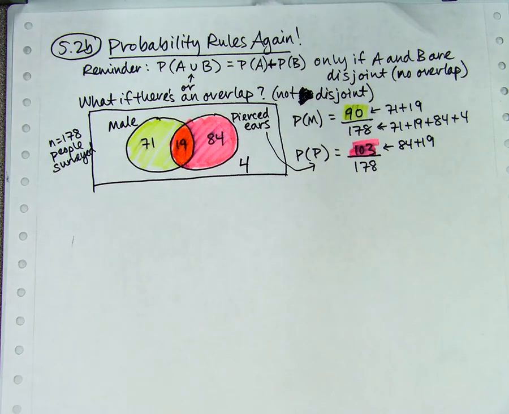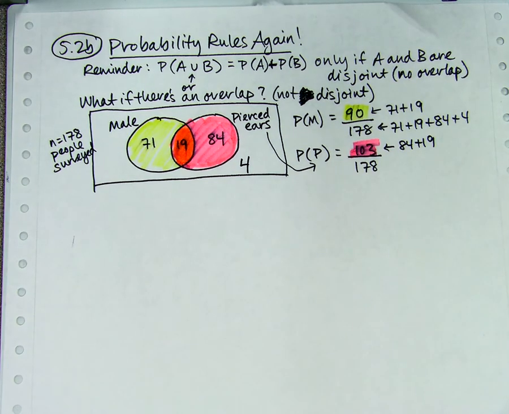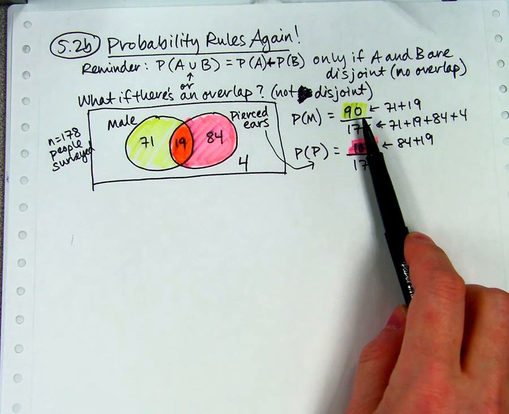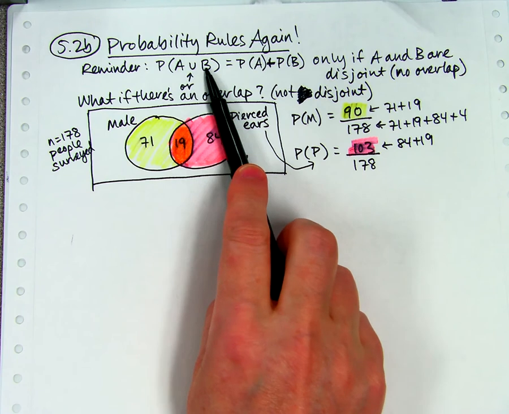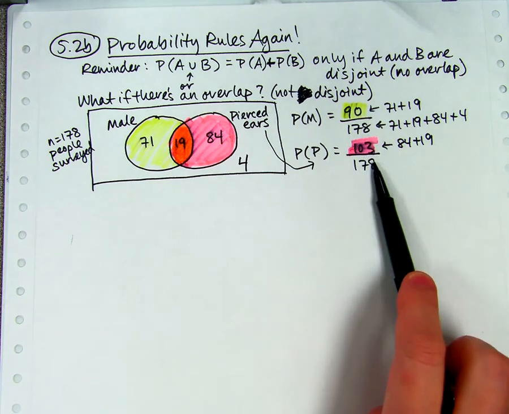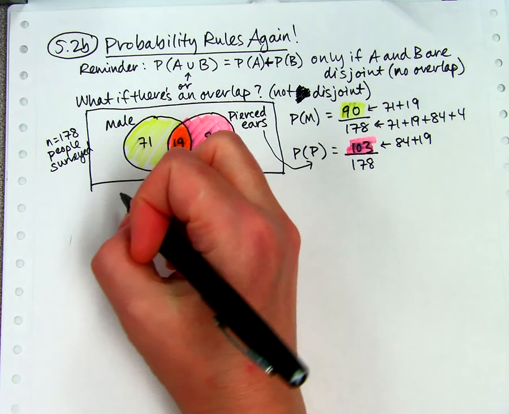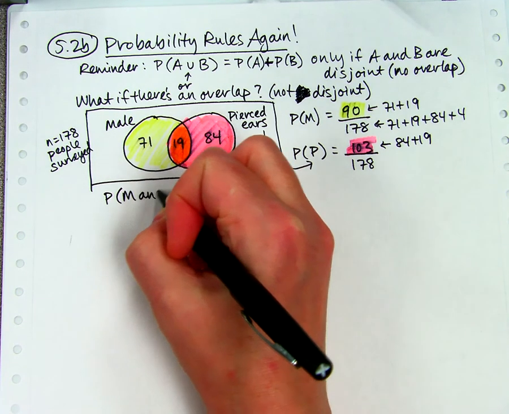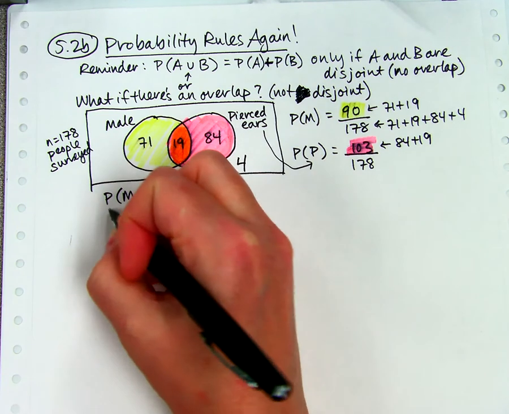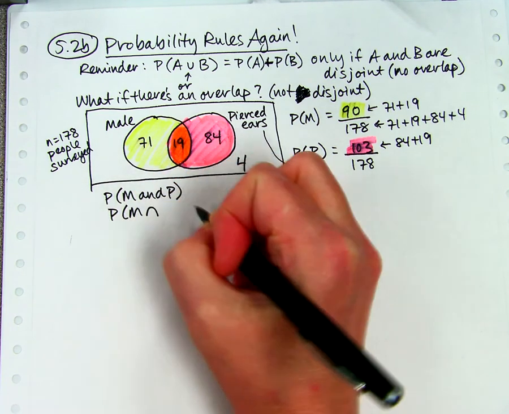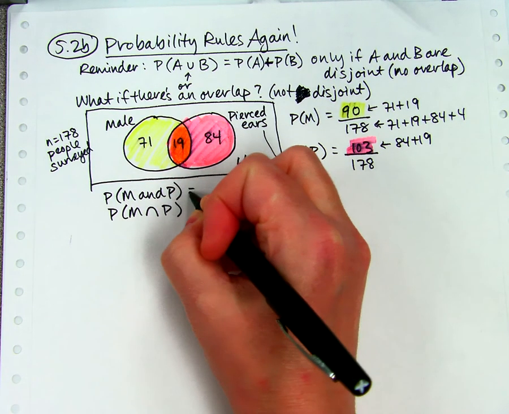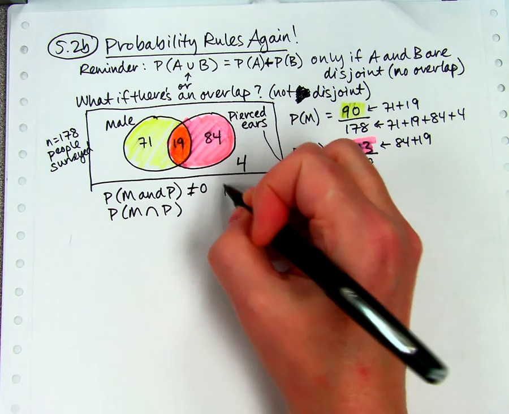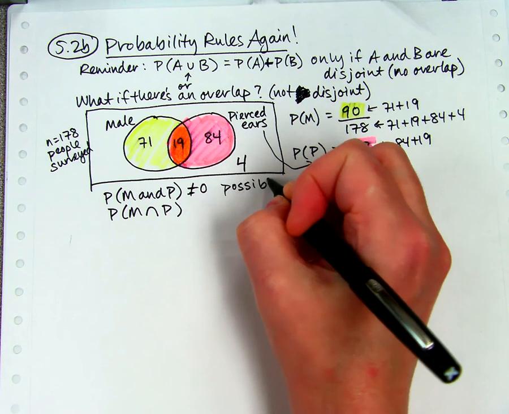So now here's where I said you'd be making a mistake if you assumed there were no men with pierced ears. If I want to know the probability of one or the other, probability of male or pierced ears, I would not just add these together. It would not work. And the reason it would not work is that the probability of male and pierced ears, which could also be written like this, with the upside down U, is not 0 in this situation because there is an overlap. It is possible to find a guy with pierced ears.